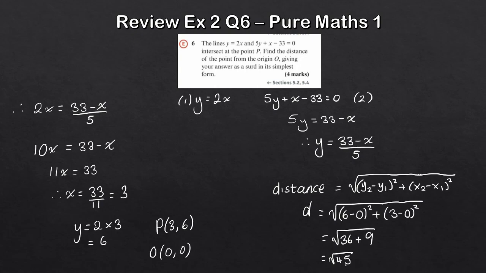And at this point here, if we give it in its simplest form, we can split this up now into 2 square roots. So this is root 9, root 5, and root 9 we know is just simply 3. So we can write this as 3 root 5. So there we have it. So that's the distance out of the length.